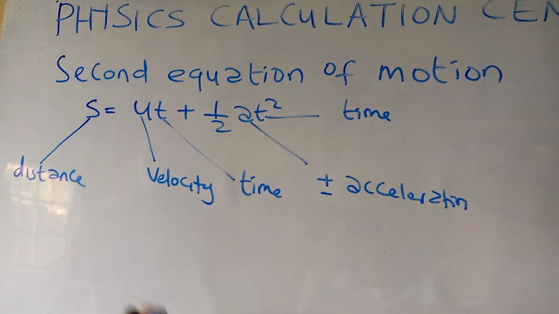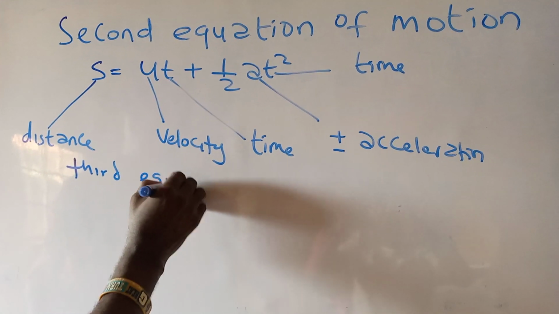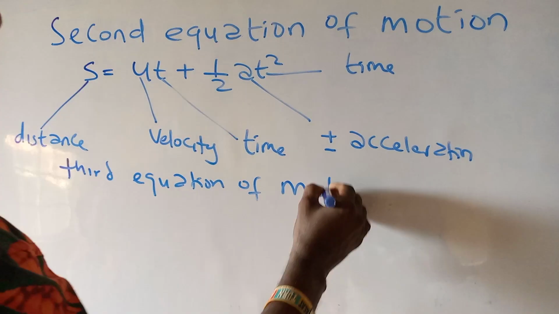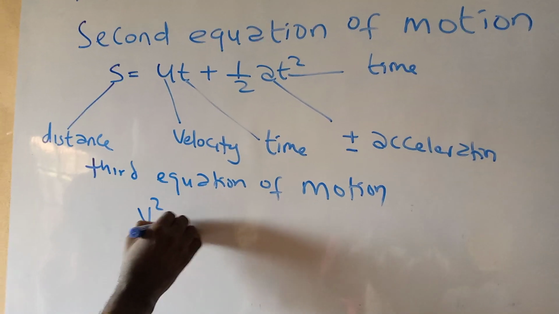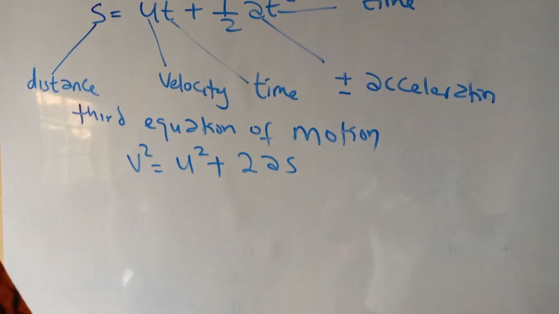I'll quickly write the third equation of motion. It says v squared equals u squared plus 2as.